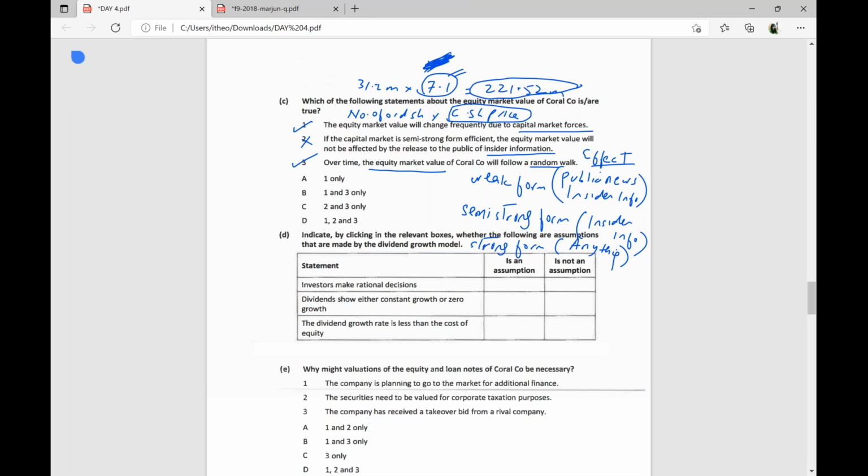So the correct statements are 1 and 3. Statement 1 was correct, that market value changes due to market forces because share price changes. They follow a random walk as well. And equity market value is affected by inside information in semi-strong form. It's saying it does not affect it, so it's wrong. Any questions, please ask.